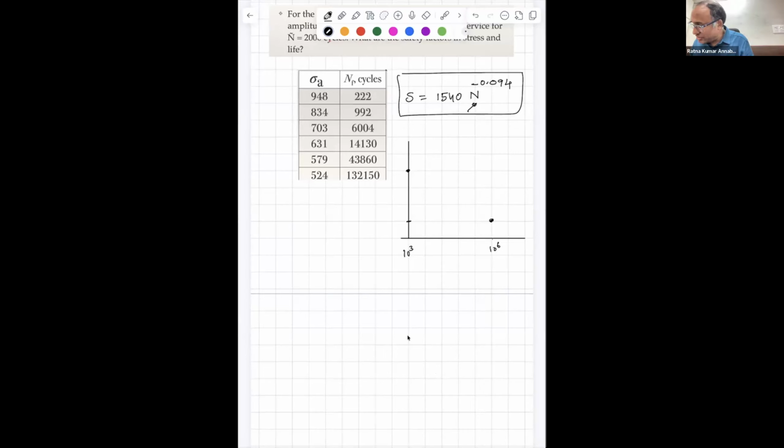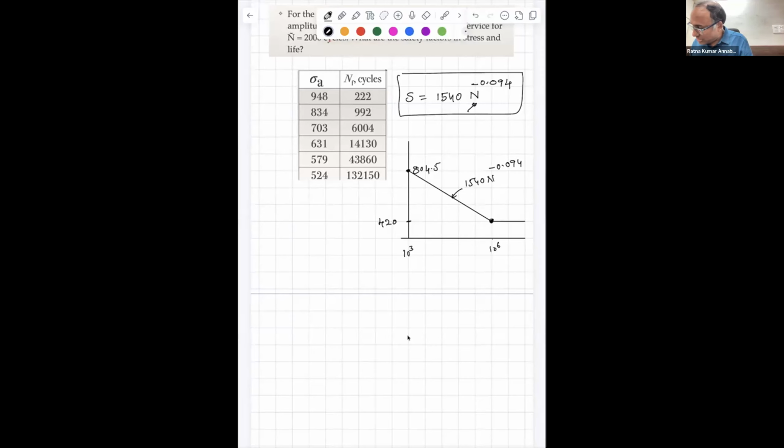804.5 at 10 power 3, and here 420.3. That is what we are talking about, right? That is the line that we have. The equation of that line is 1540 N to the power minus 0.094. That is how the line is going to be.